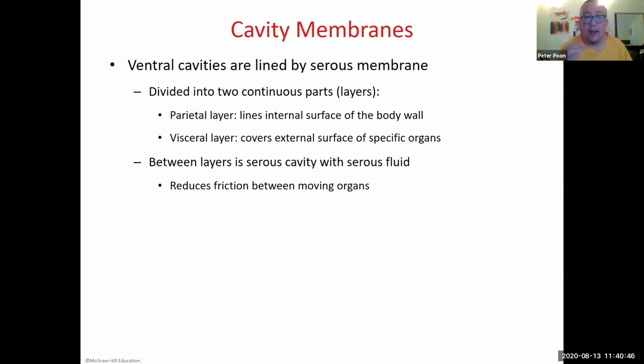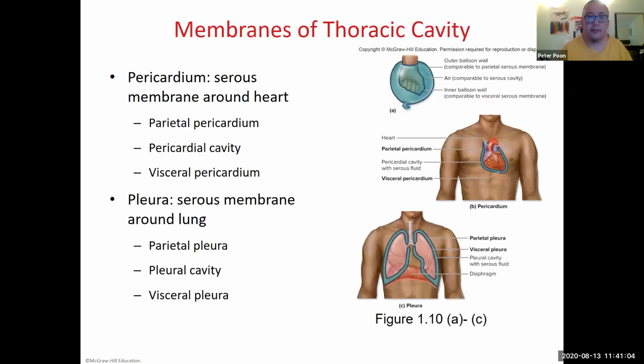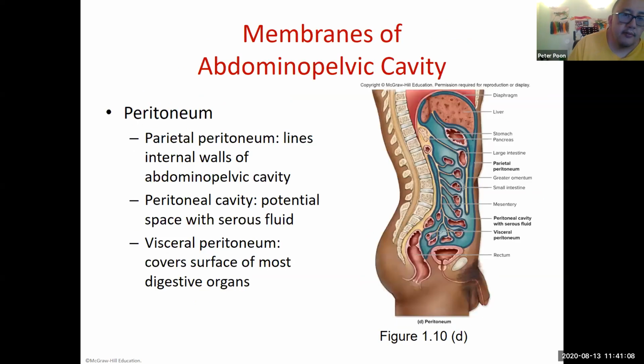The layer between the two is a serous cavity with serous fluid. That fluid allows that organ to move a little bit and slip a little bit without damaging the outside. Peritoneum, same thing.